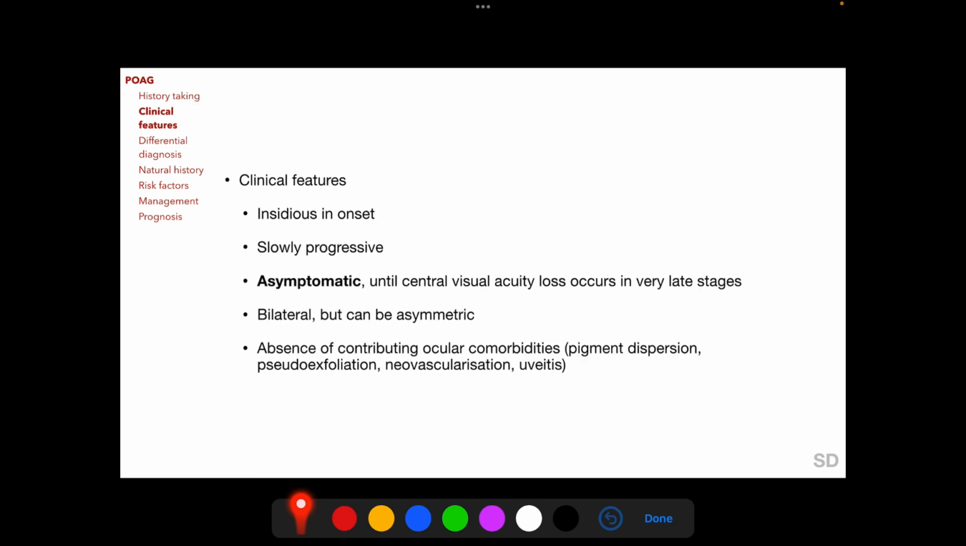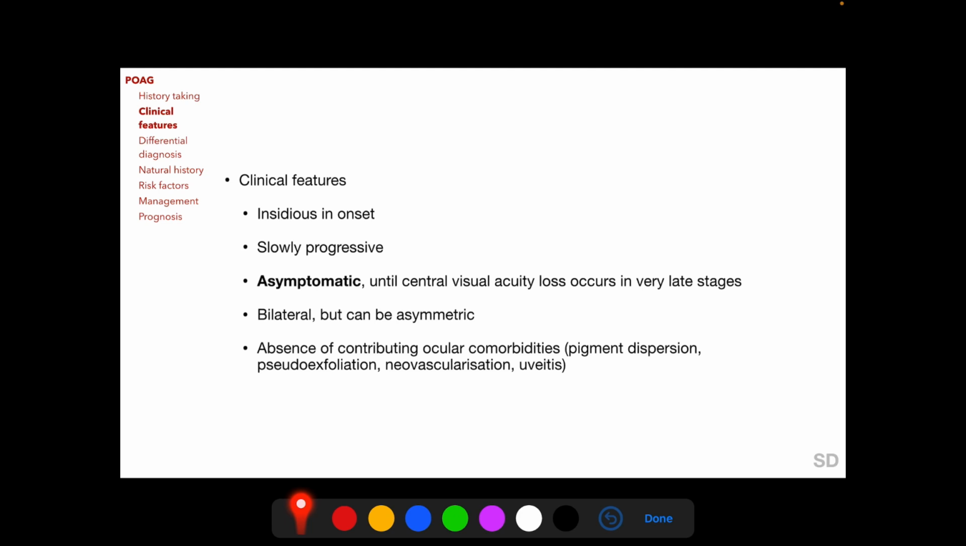Primary open-angle glaucoma is insidious in onset and slowly progressive and is asymptomatic until loss of central visual acuity occurs very late in the disease process. And because of its largely asymptomatic nature, diagnosis of glaucoma occurs during a routine clinical visit or when central visual acuity has been irreversibly lost in the very late stages of glaucoma. And this is why glaucoma is popularly known as a silent killer of sight.